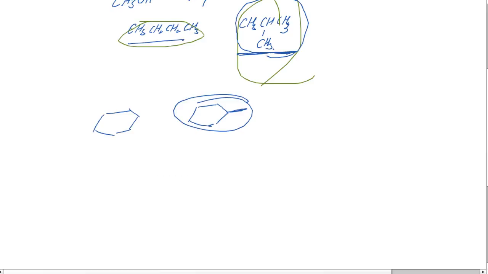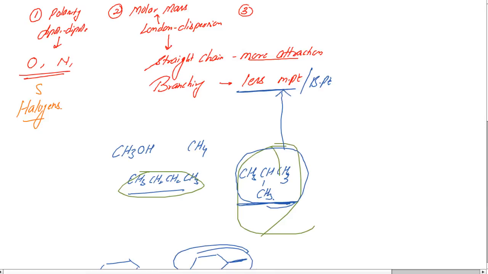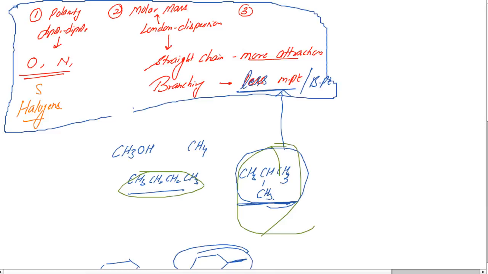Okay, so identify the structure. So obviously then, when you're looking for a melting point, it's the opposite. Having no polarity is good. Having less molar mass is good. Being branched is good if you're looking for a low melting point. Yes.